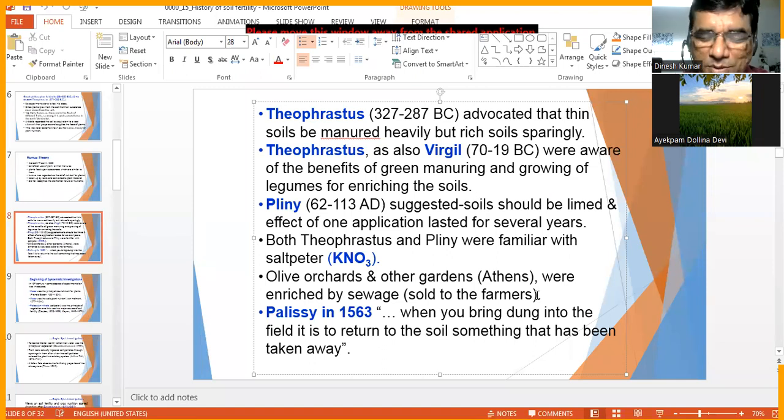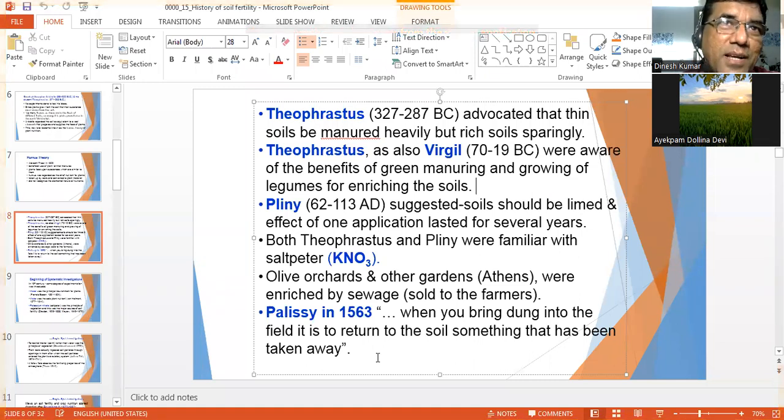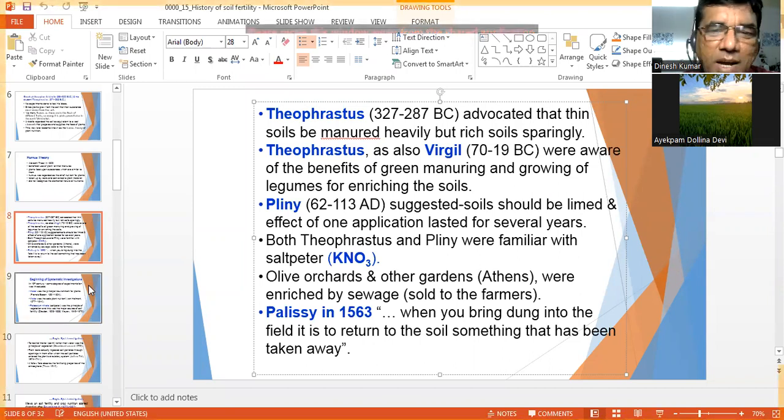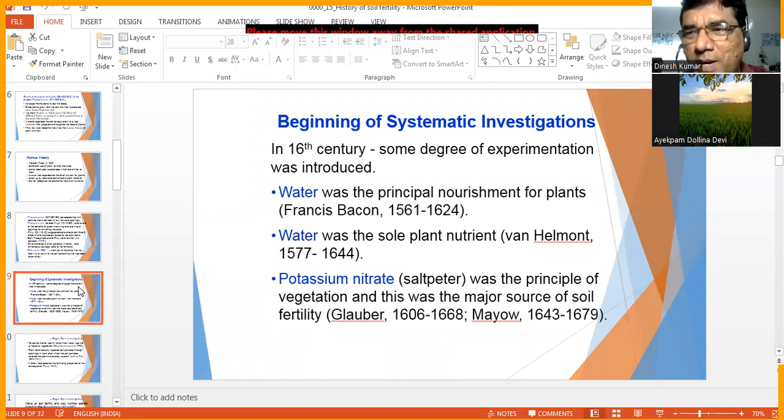Alexander the Great, Sikandar. Then, in 1563, a policy: when you bring dung into the field, it is to return to the soil something that has been taken away. So he was referring to nutrient cycling. You have taken the nutrient, and if you are returning dung, you are just giving it back. So ideas were there among the people, but they were not based upon science or scientific fact, or upon experimentation and documentation.